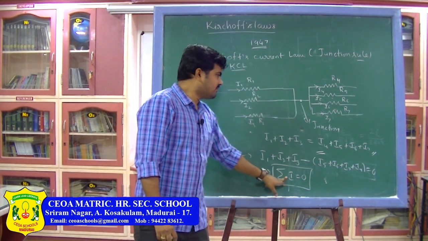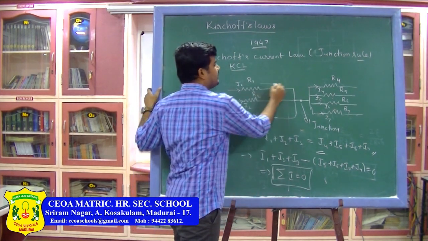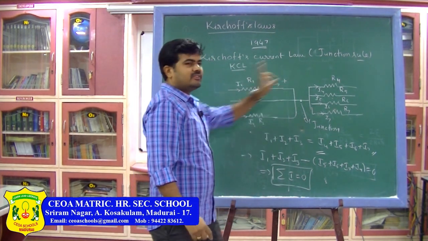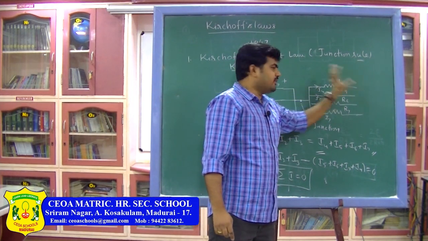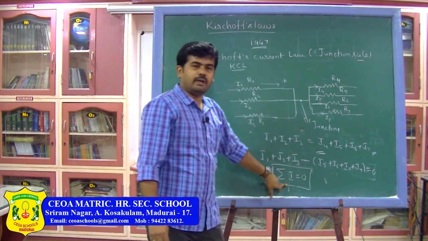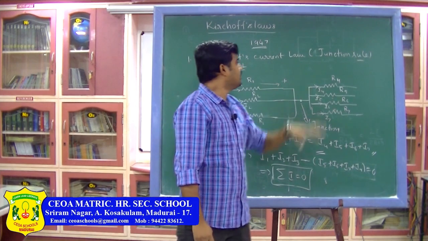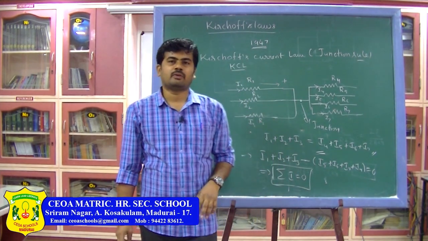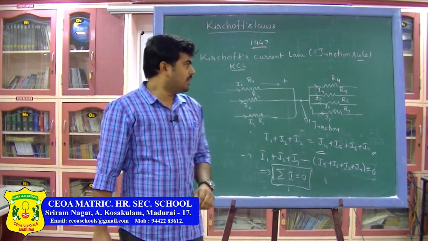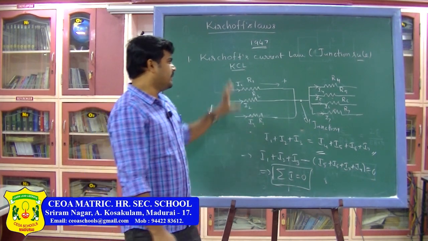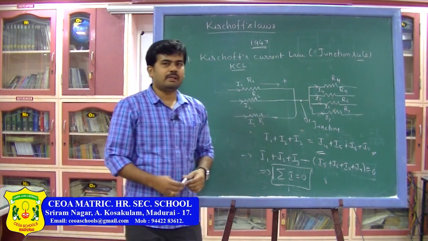Remember, when taking this one, you have to take the currents approaching the junction positive, the currents leaving the junction negative, then if you add all of them you will get 0 at that junction. That is Kirchhoff's current law, or you can also call it the junction rule. Now, let us discuss some examples to understand this junction rule more clearly.